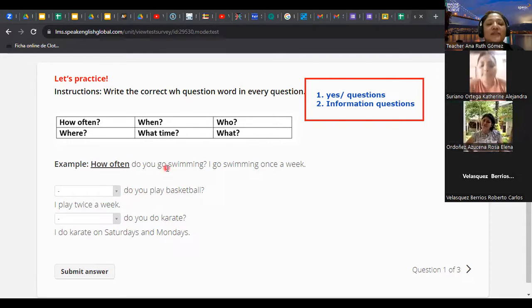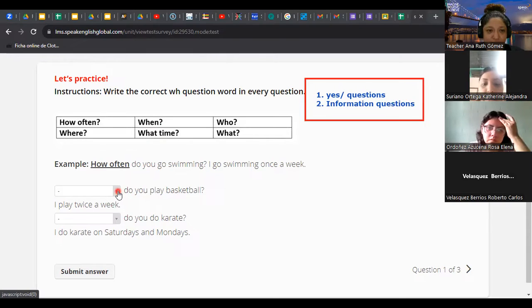So here we have some questions, and we have to select the correct question word, or double H word. So, for example, here, I go swimming once a week. Ah, how often? Okay. What about number two? Do you play basketball? And the answer says, I play twice a week. So, what is the question? What is the double H word? How often? Rosa, how often?